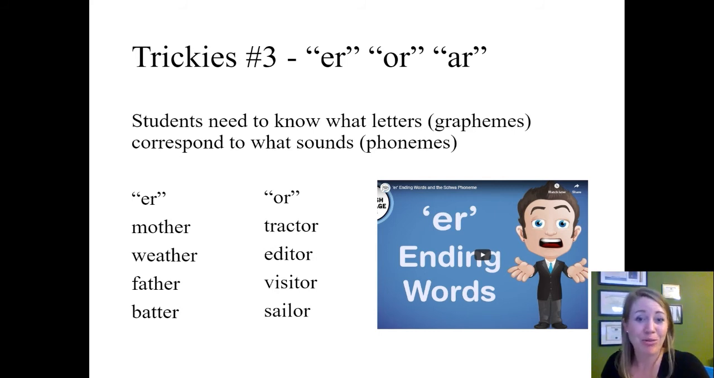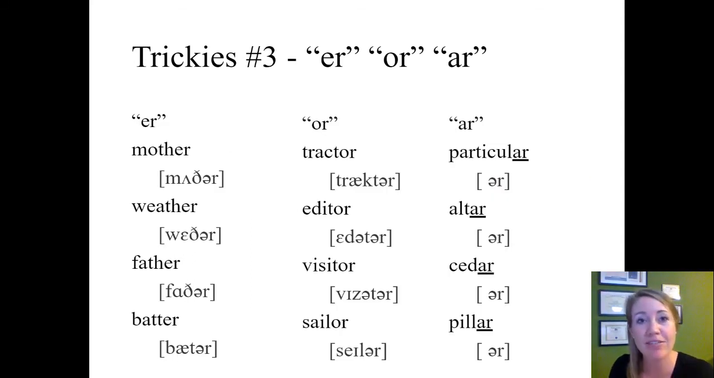I know you're reading these words: mother, weather, father, batter, tractor, editor, visitor, sailor. Okay, so I gave you examples of ER and OR. The reality is, whether it's ER, OR, or AR on some words, it's always going to get the same sound, the schwa and then the R. So here's some examples. Here's a breakdown phonetically of those words ending in ER, OR, AR. So the crazy thing here is that I can make the schwa and then the R sound, and I can spell it at minimum three different ways in English, right?